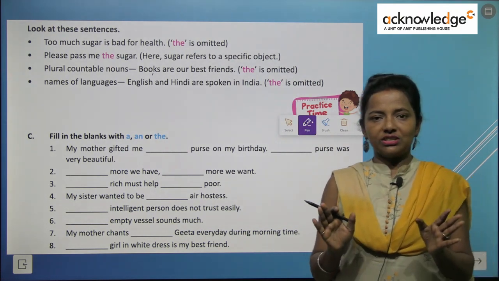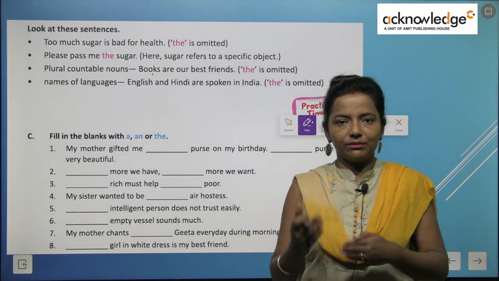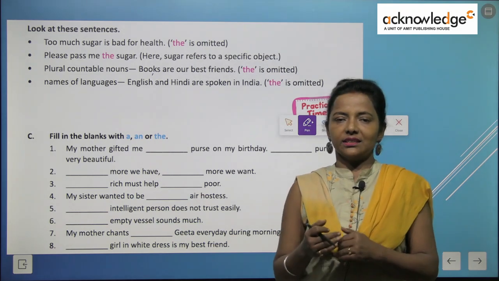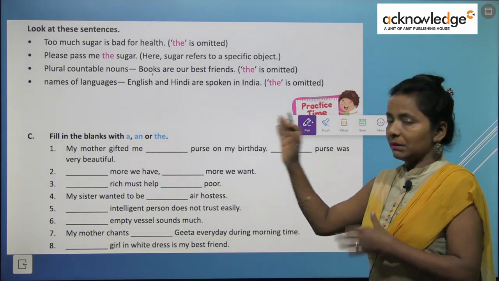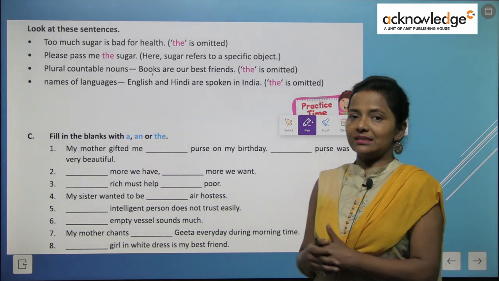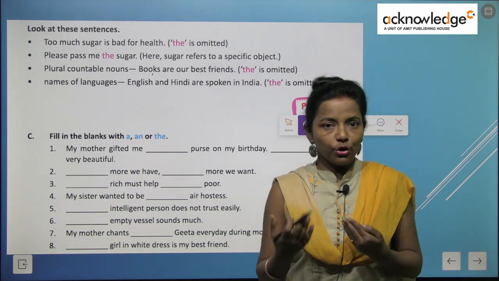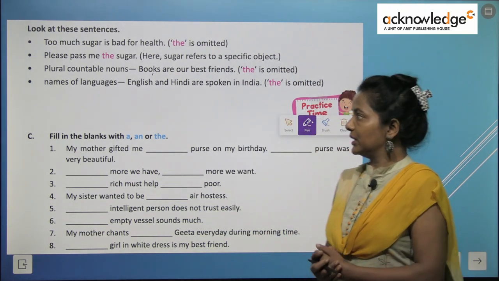किसी भी लैंग्वेज की बात करते हैं तो उसमें हम द का यूज नहीं करते हैं। We have to remember all these things, you all have to read this lesson very carefully.